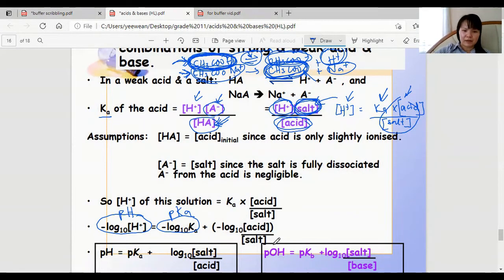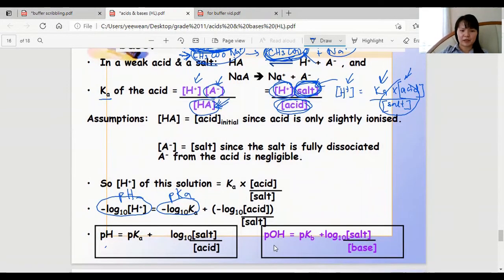So that's how I get the equation pH equals pKa plus log salt over acid. I changed this and made it a plus, but you can leave the minus there, that's fine also. If you'd like, it can be pH equals pKa minus log acid over salt. That works as well. Similarly, the same way is derived for pOH, except that we're using Kb and also log salt over base.